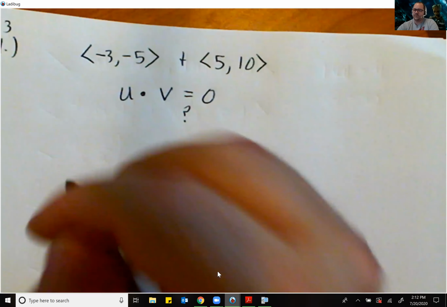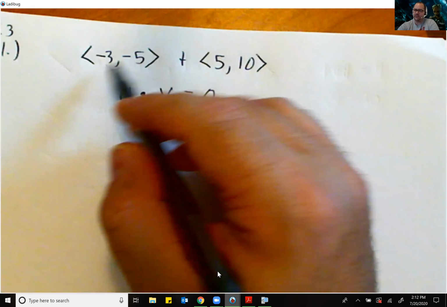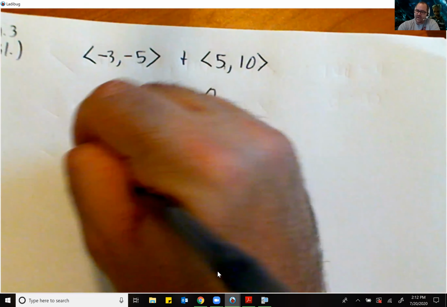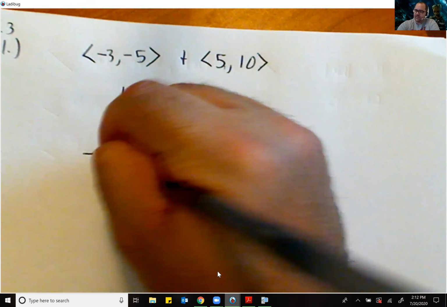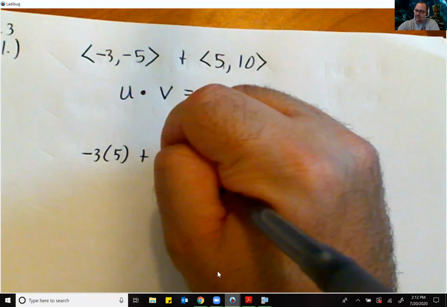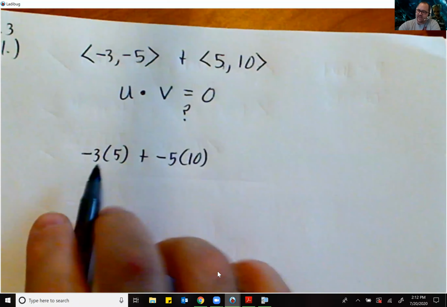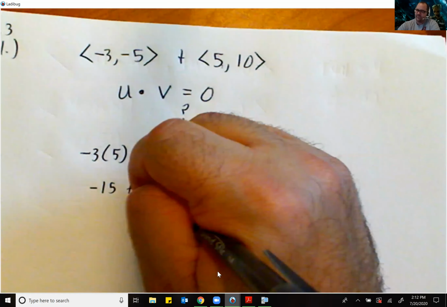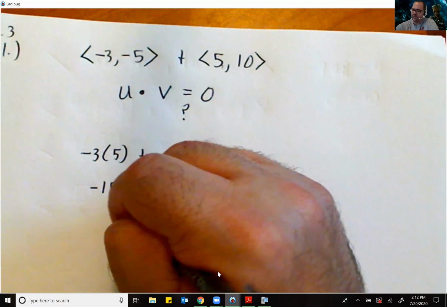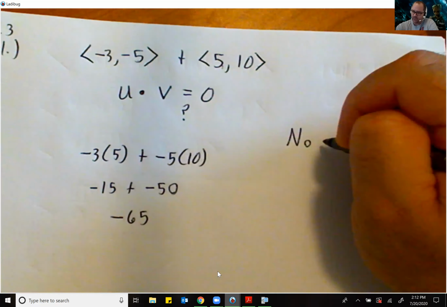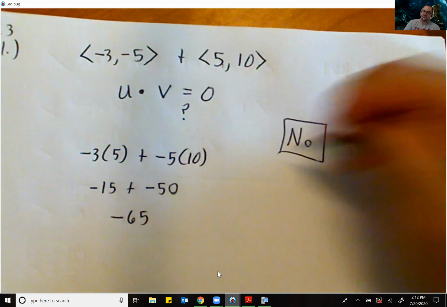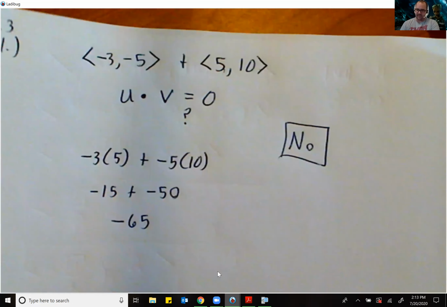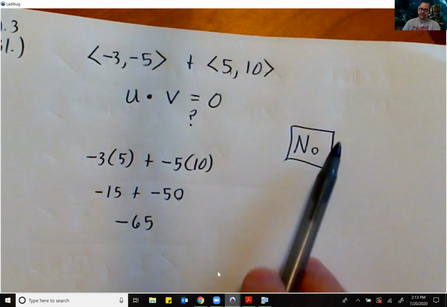Okay? So here's your A, your B, your C, your D, just like before. So we're going to take negative 3 times 5. We're going to add that with negative 5 times 10. Negative 3 times 5 is negative 15, plus negative 5 times 10 is negative 50. That gives us negative 65. So these are not orthogonal. If that had been 0, we would have said yes. But since it is negative 65, the answer is no.